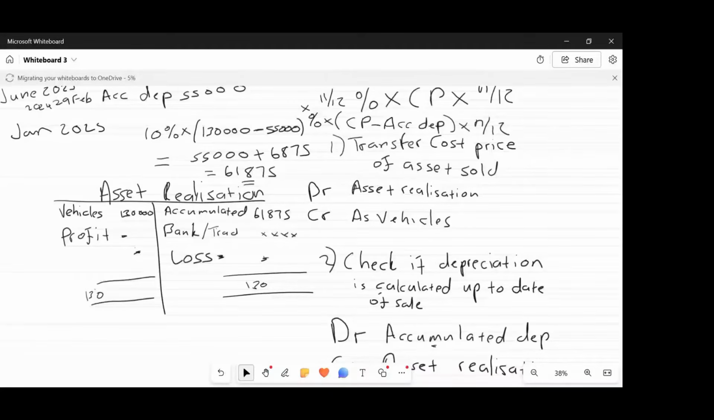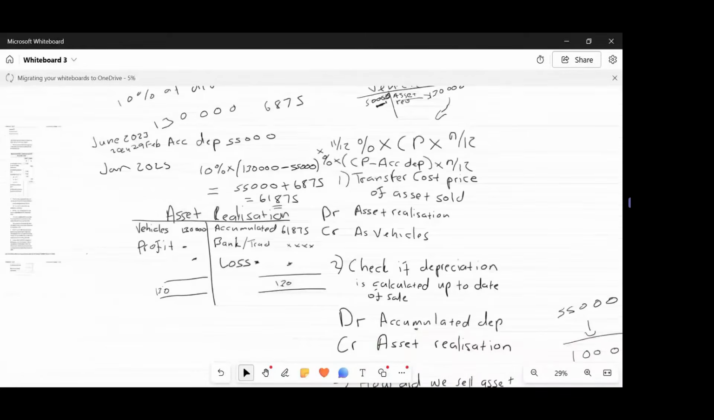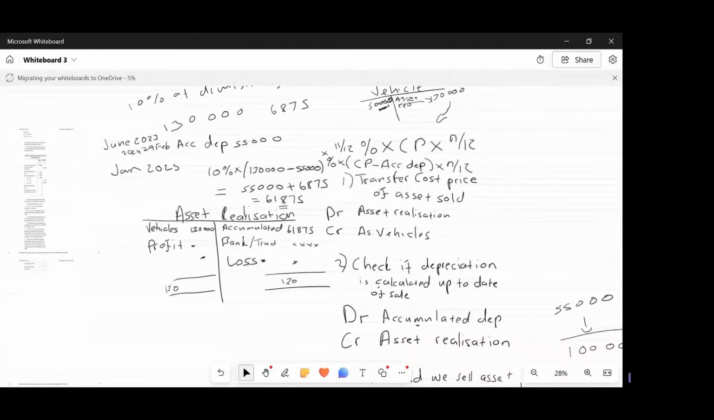Okay. Do you have any questions? No, so far, no. Thank you. Okay, then that's how you do your asset realization. The next topic, what do you want us to go through? I'm sorry, before we move on, so asset realization, is it for all the assets or is it for one asset?